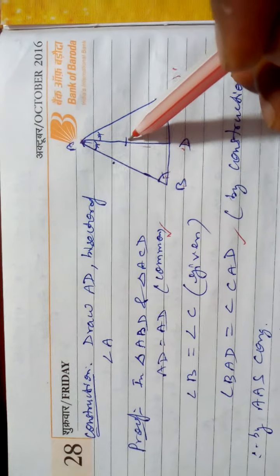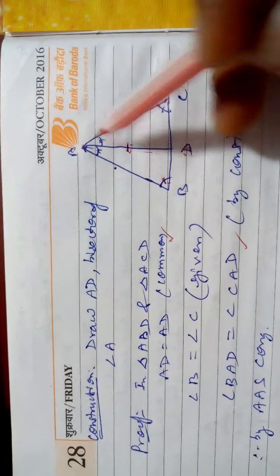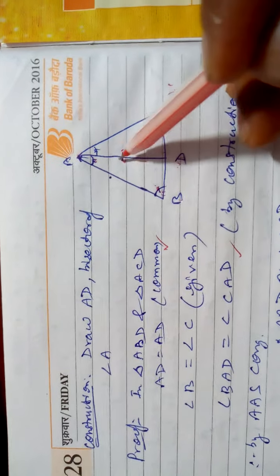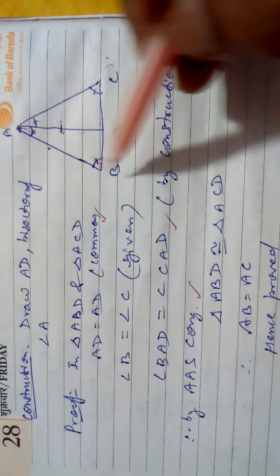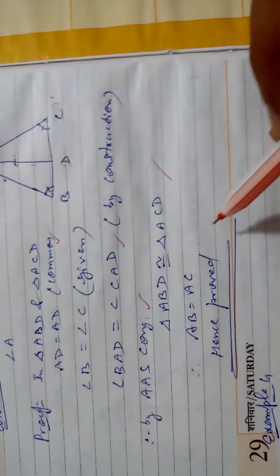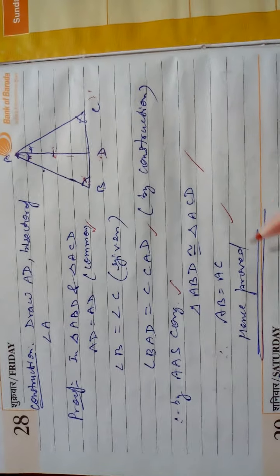So 1, 2, 3. It is AAS, not ASA. By AAS congruency, triangle ABD is congruent to ACD, by CPCT, AB equals AC. Hence proved. Now we will see example number 4 in the book.